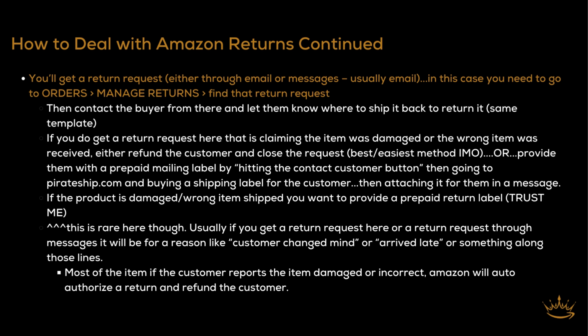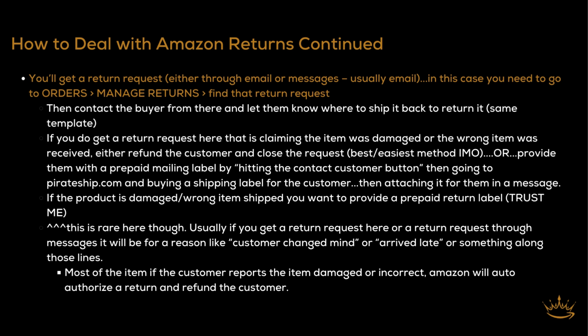Now, that's if obviously the product was damaged or the wrong item was received. Now, if the product is damaged and the wrong item is shipped, you want to provide a return label, and I plan on going over this a little bit more, but I've already covered why: you want to avoid A to Z claims, unhappy customers, bad feedback, other claims. We've covered that already, right?